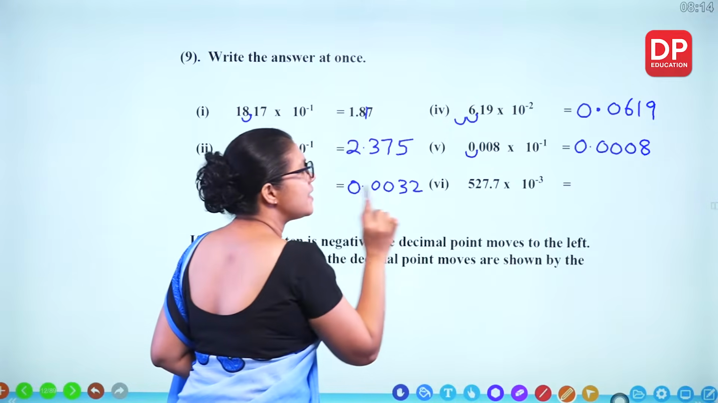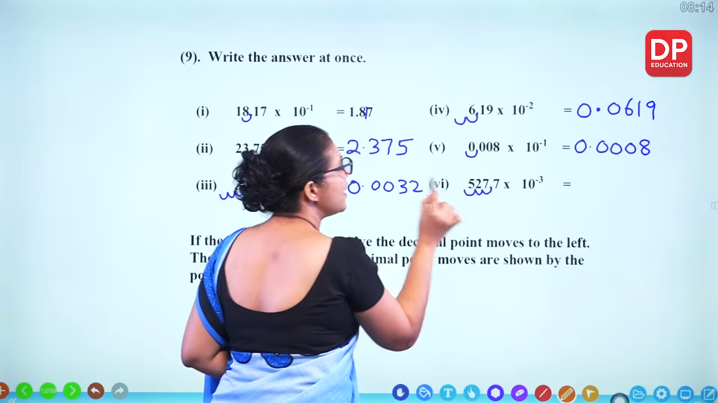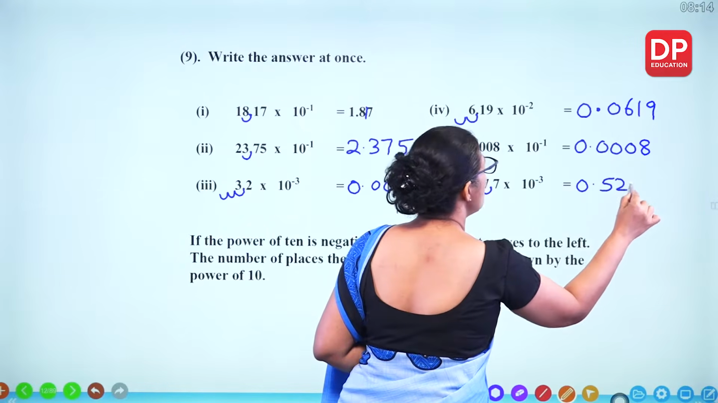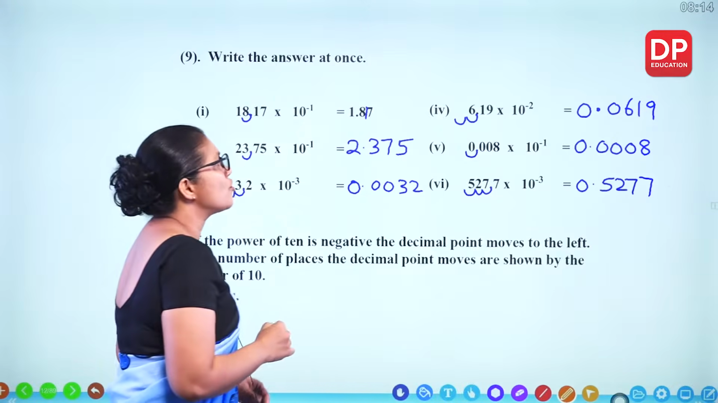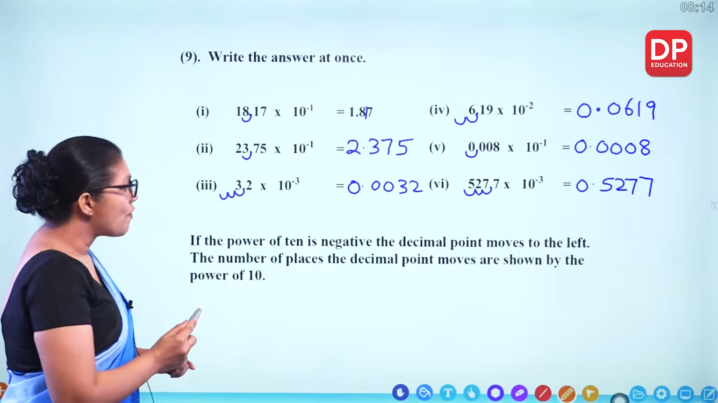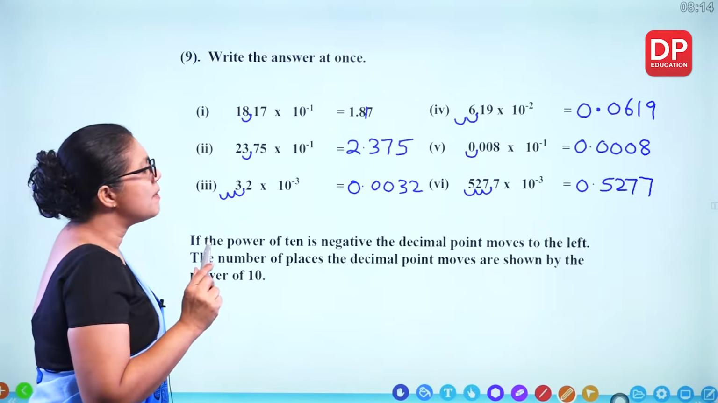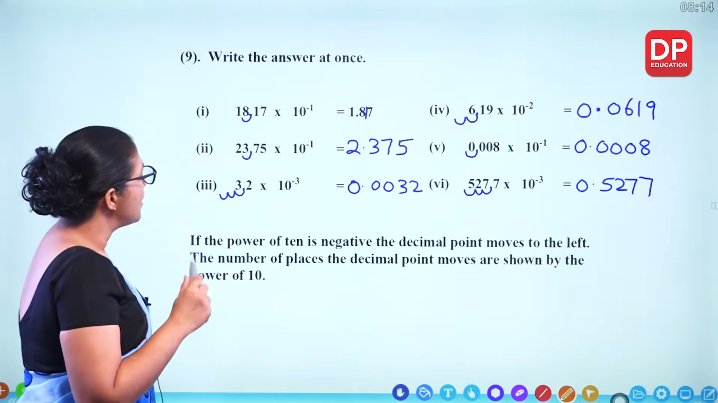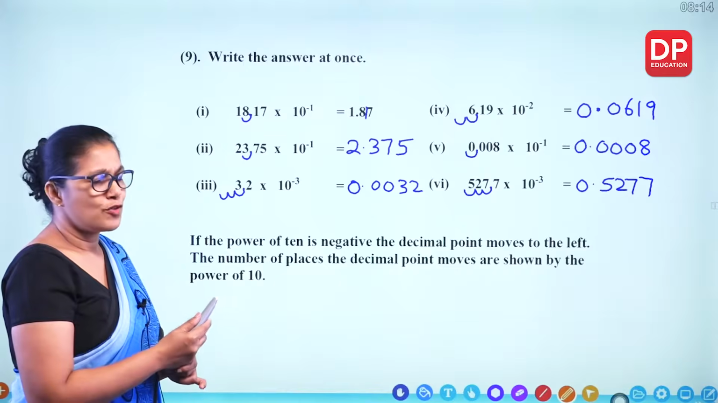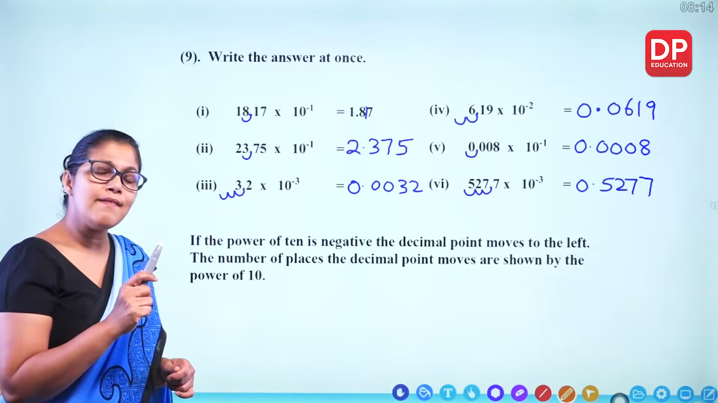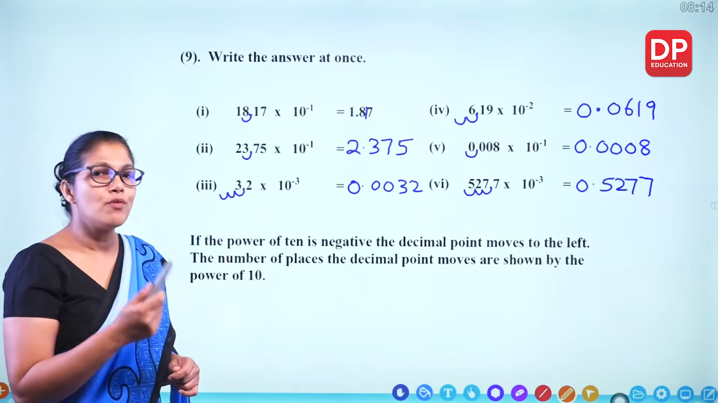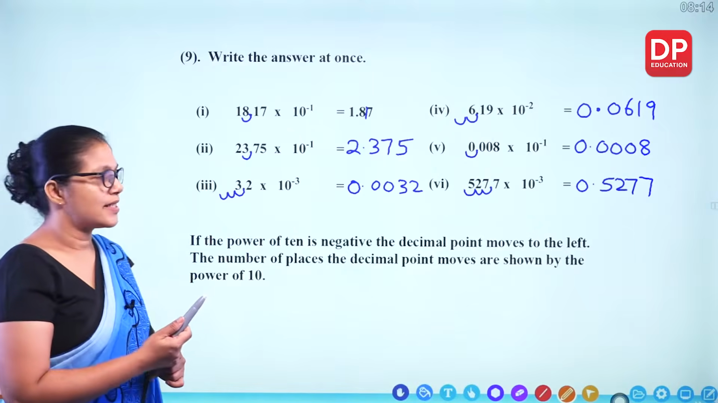Here 10 to the power -3. 1, 2, 3. 3 places to the left. So you get 0.5277. If the power of 10 is negative, the decimal point moves to the left. The number of places the decimal point moves is shown by the power of 10. So remember, if the power is negative, move the decimal place to the left. If the power is positive, move the decimal place to the right.